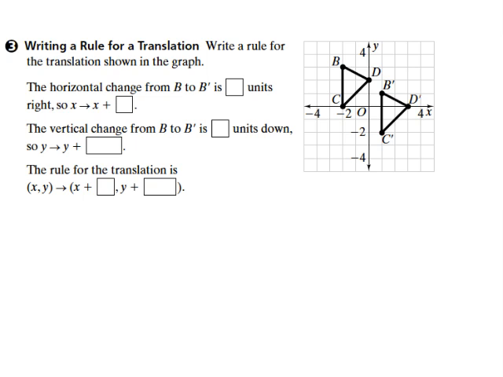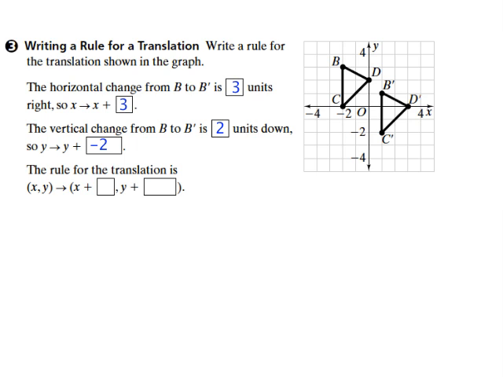Example number 3, writing a rule for a translation. Write a rule for the translation shown in the graph. The horizontal change from B to B prime is 3 units right. So when we went from B to B prime, we went 3 units to the right. So that would be x plus 3. The vertical change from B to B prime is 2 units down. So y would be y plus -2. Because we went down 2 units, it has to be a -2.